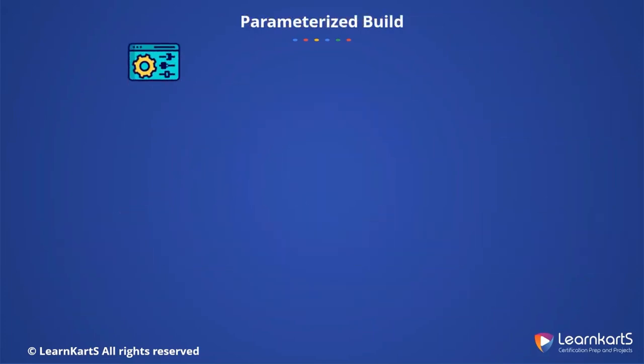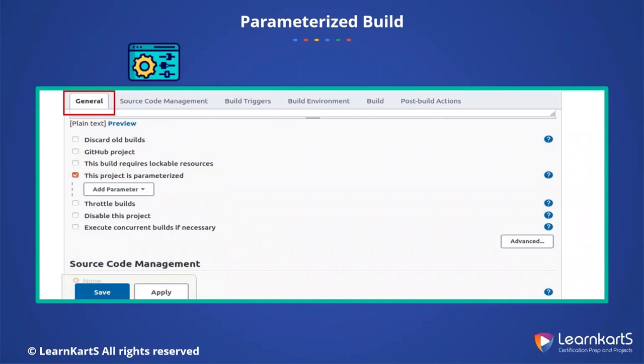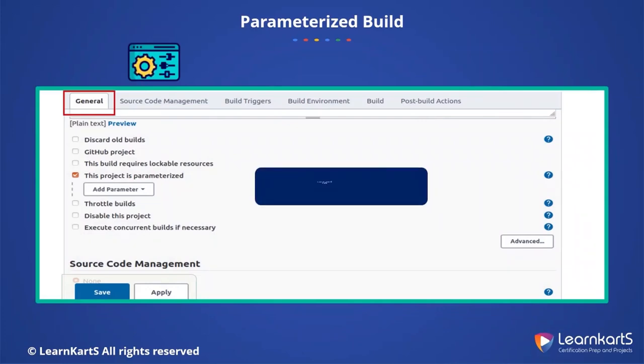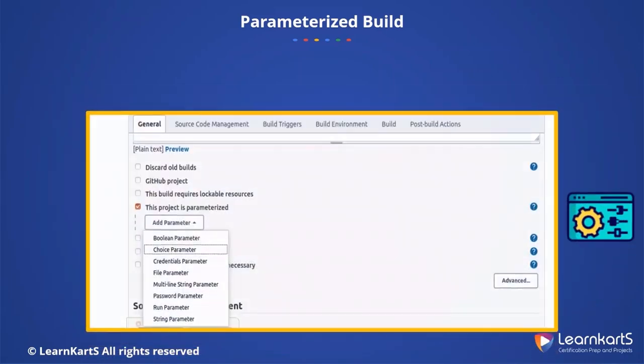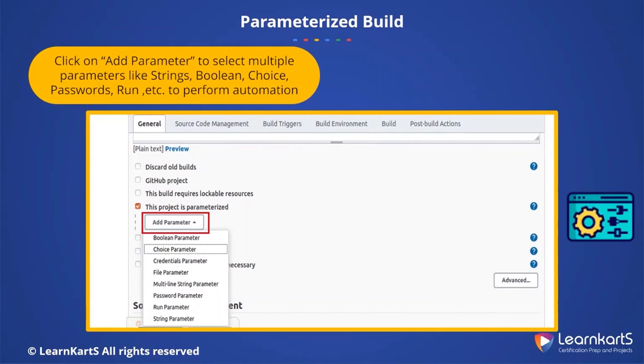Now, when it comes to the parameterized build, in the Jenkins General tab, if you want to do the configurations, you can just reconfigure the Jenkins job, and there you will have an option called This project is parameterized. There we have an option to select multiple parameters, like string, boolean, choice, password, run. There are a lot of parameters available, using which we can perform the automations. These options definitely help us understand how the parameterized build can be triggered, and we get very good flexibility in this case.